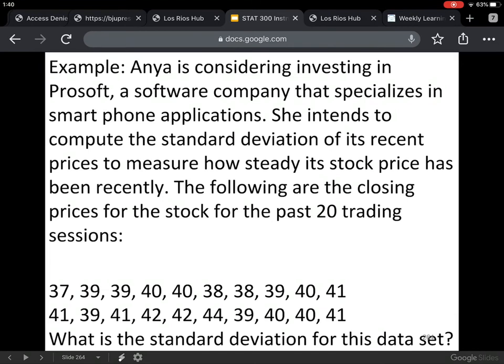Anya is considering investing in ProSoft, a software company that specializes in smartphone applications. She intends to compute the standard deviation of its recent prices to measure how steady its stock price has been recently. The following are the closing prices for the stock for the past 20 trading sessions. And we have a list of 2 rows of numbers. What is the standard deviation for this data set? Go ahead and pause the video and try this either with the calculator or by hand, and you would be able to get a standard deviation.